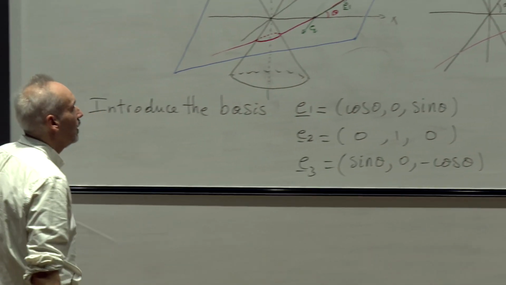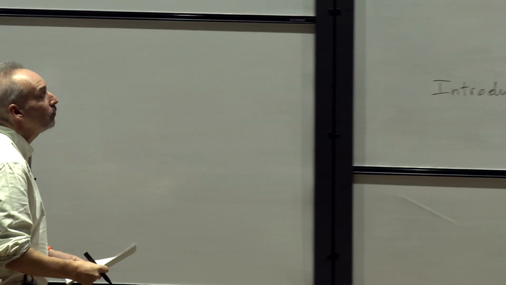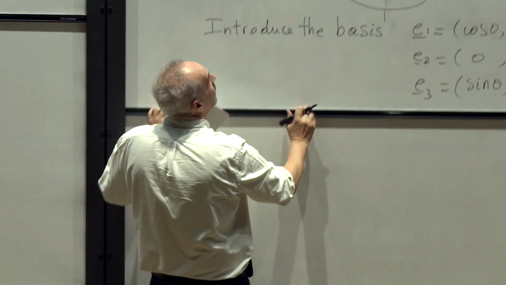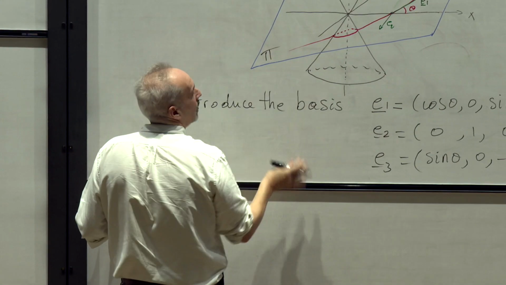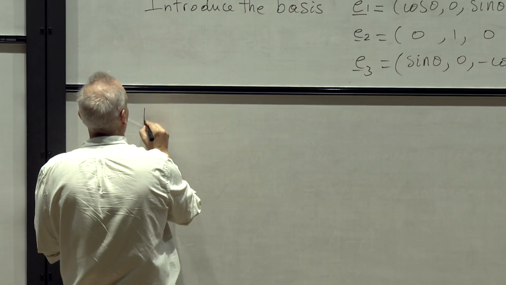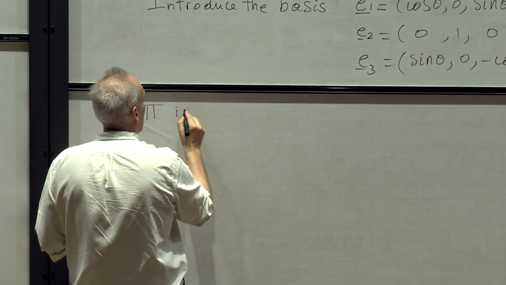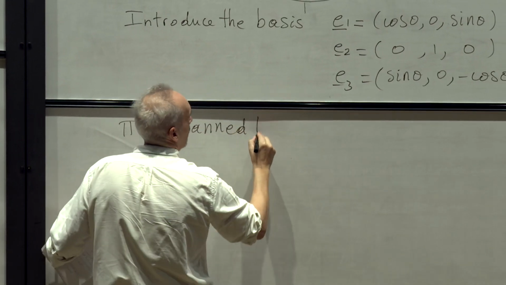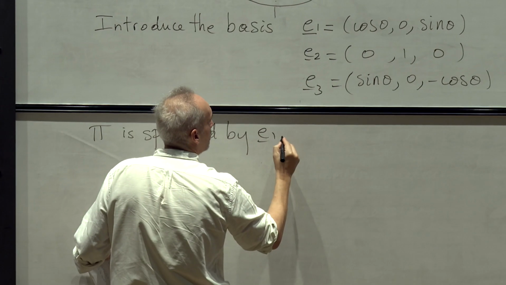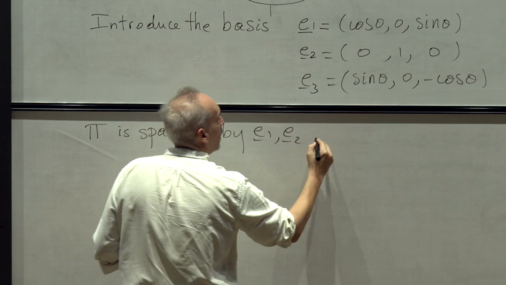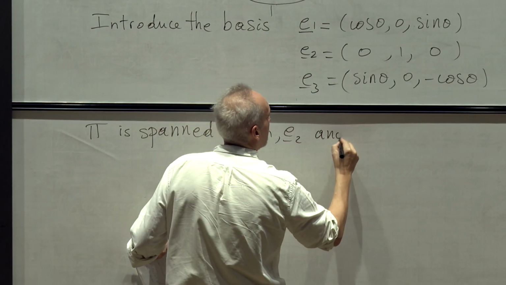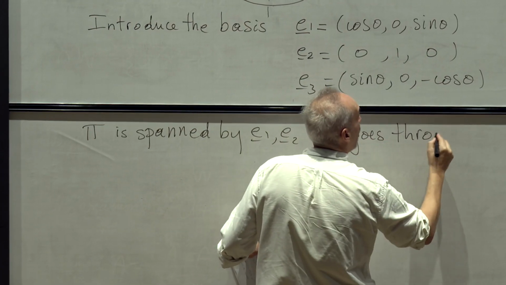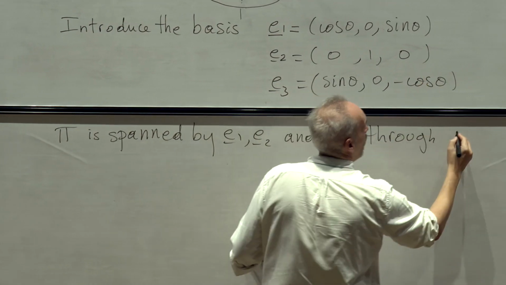I don't need E3 because I'm going to define my plane pi. So this is pi. Pi is spanned by E1, E2, and goes through the point (1, 0, 0).